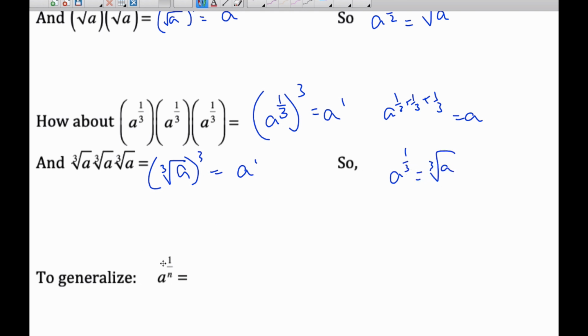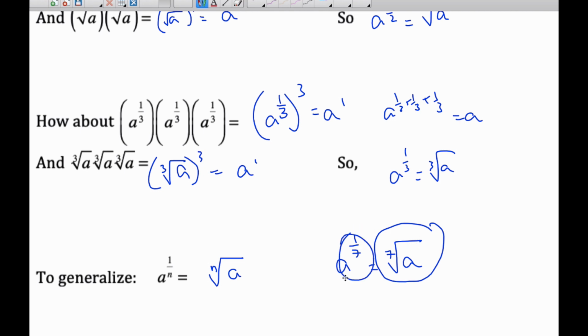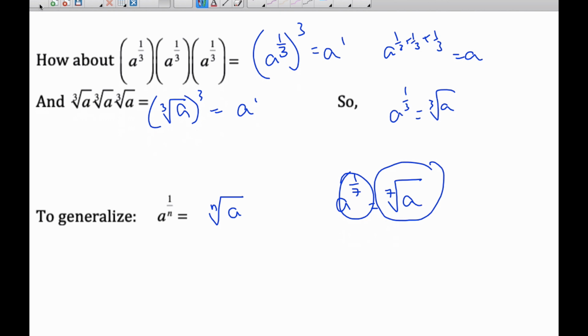And so if I want to generalize it, if I have a fraction in my exponent, it's the same thing as having the nth root of a, because it could be any number here. So if I had a to the 1/7, that's equal to the 7th root of a. Okay? And sometimes, if you're on your calculator, this is easier to put in your calculator than this one is. Okay, so let's look at the next scenario.